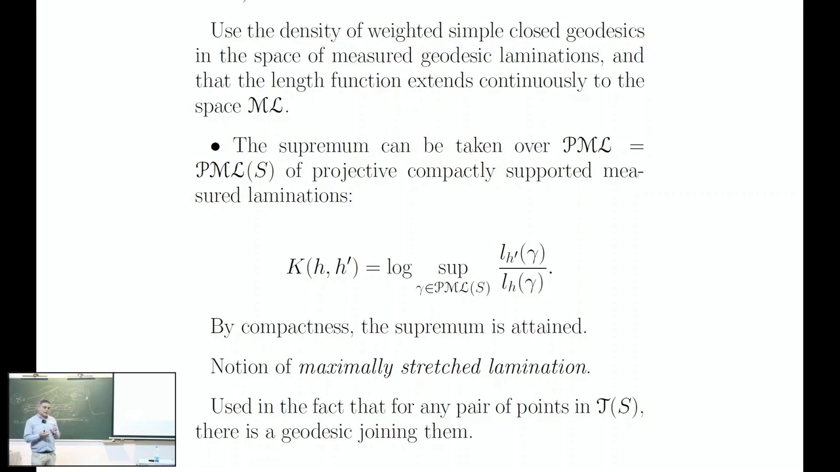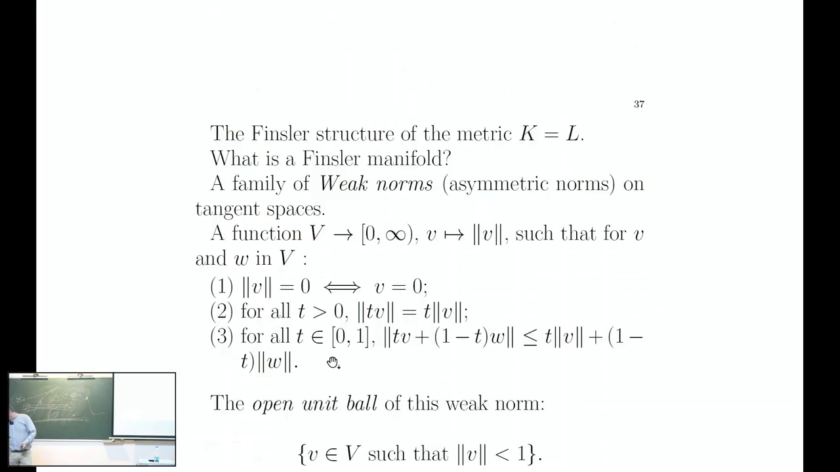Once you find that there is a measured geodesic lamination on which the supremum is attained, then it is this one which you have to stretch to find a geodesic path which starts with this surface and goes to the other surface. So this is what I said. I'm simplifying. I'm saying a lot of things in half an hour, but I'm obliged to say this. So this fact is used to prove that for any two points in the Teichmüller space, there's a geodesic joining them. Okay.